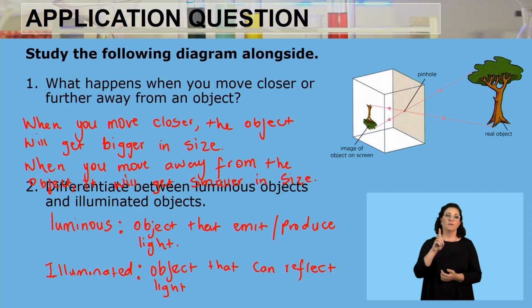And when that light bounces off the object, it goes into your eyes. And because it goes into your eyes, you can be able to see the object. So then that means that object has reflected the light or that object has been illuminated. So any object that can be able to reflect light rays is known to be an illuminated object. And if an object is able to emit or able to produce the light, that object is said to be a luminous object.